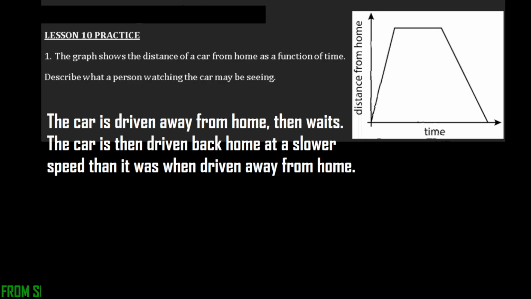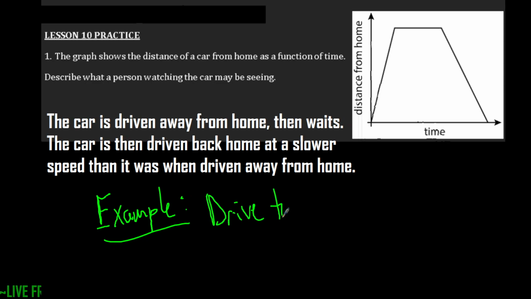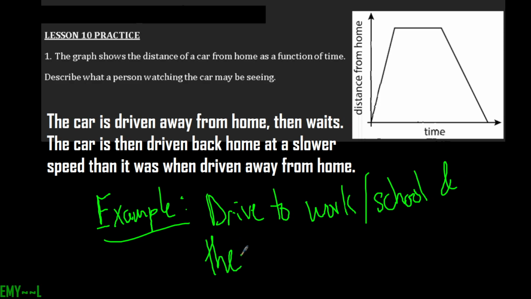An example would be drive to work or school and then back home. So we're saying, notice how the distance from your home increases, so that morning commute is faster. Then that distance stays the same because you're at school or work, and then you drive home and it's maybe a little bit more traffic since it's in the afternoon.